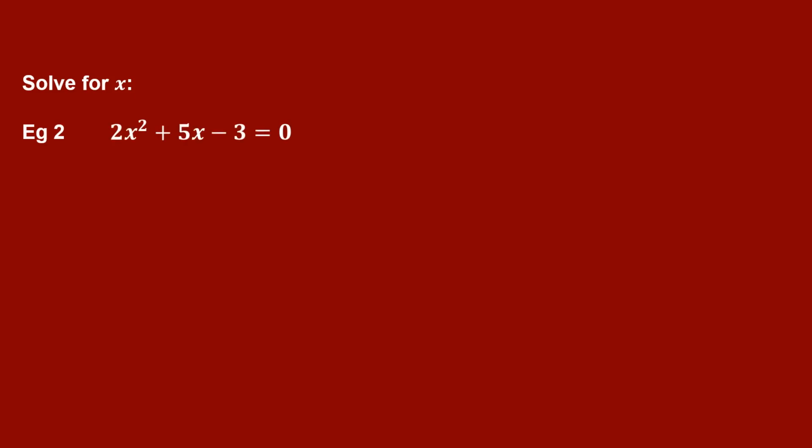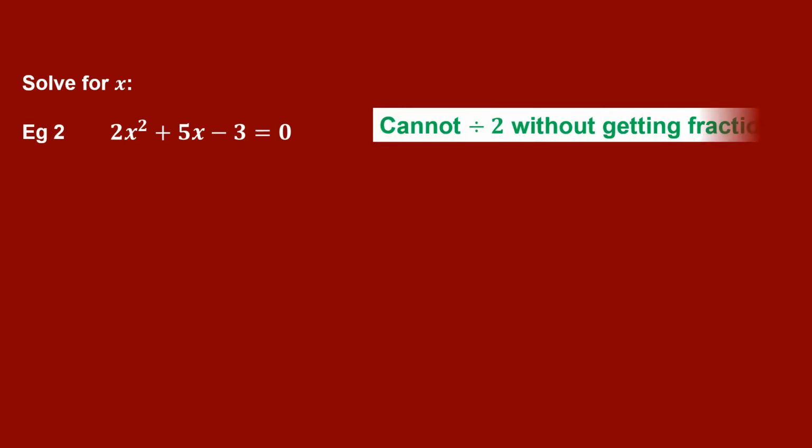In example 2, we've got 2x squared plus 5x minus 3 is equal to 0. Now this is quite similar to example 5 from the previous video, but this time if I divide by 2, I'm going to get fractions. So I can't divide by 2 without getting any fractions, so we have to make another plan. So this time we're going to look for the factors of 2, which are 2 and 1, and the factors of 3, which are 3 and 1.